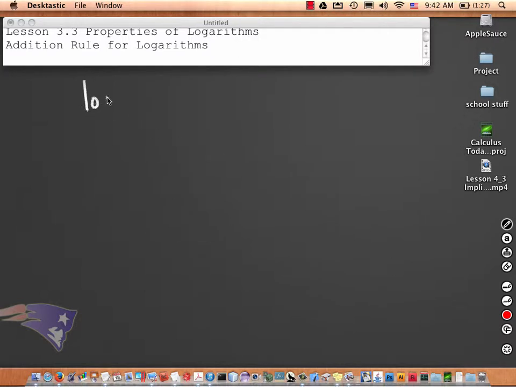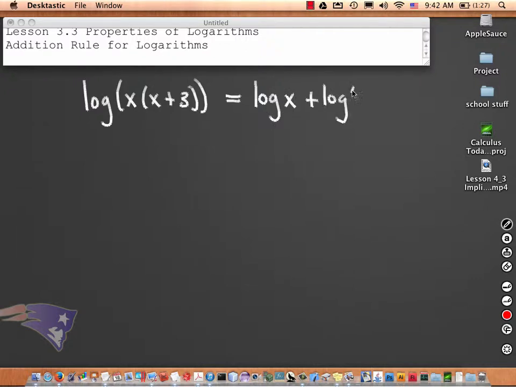Let's say I had the logarithm of x times x plus 3. There is a product here. It's x times this. So this legitimately breaks up into the logarithm of x plus, yes, that's exactly right. That's legitimate. But again, because right here there's an addition sign, we can't take it any further. Addition or subtraction, we can't take that any further.